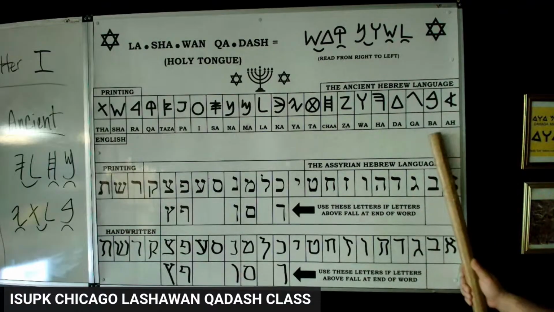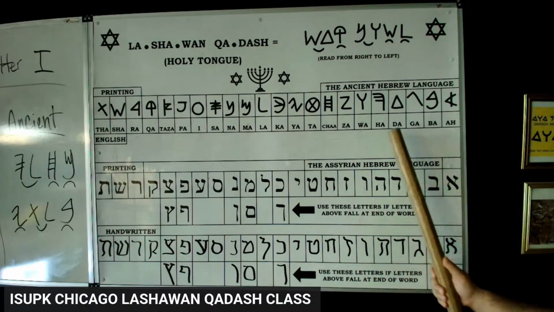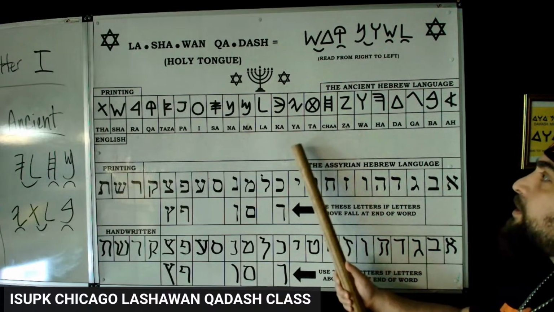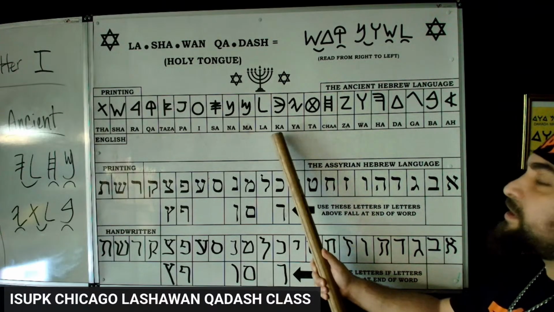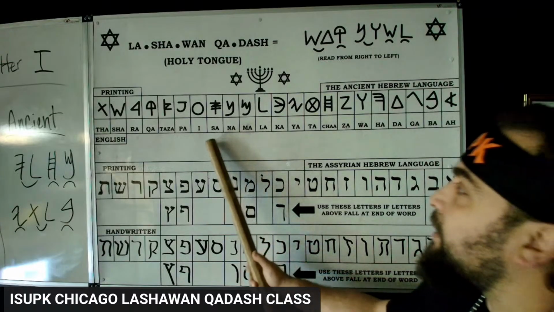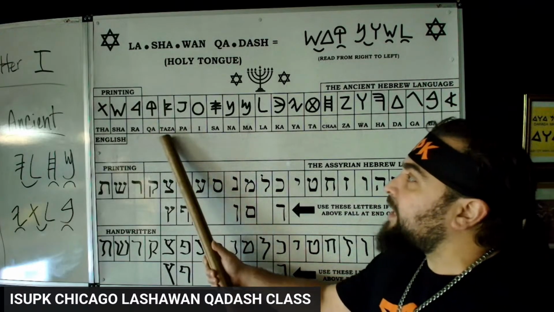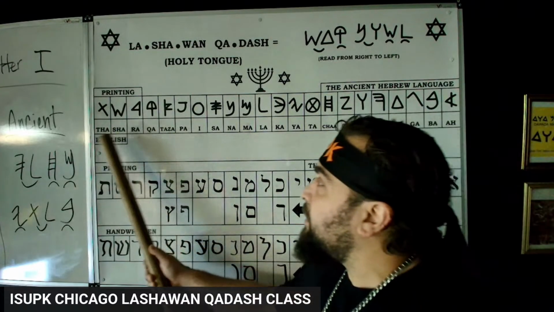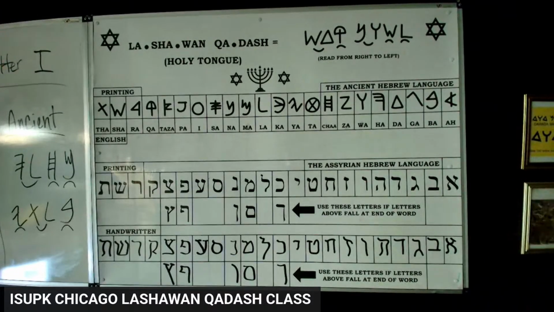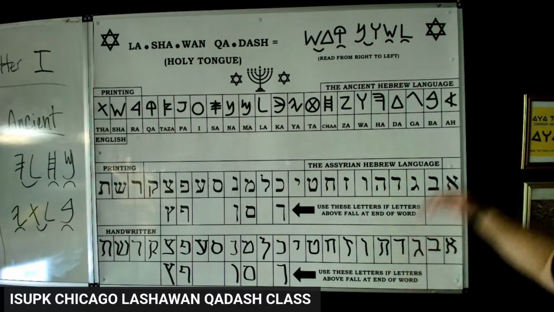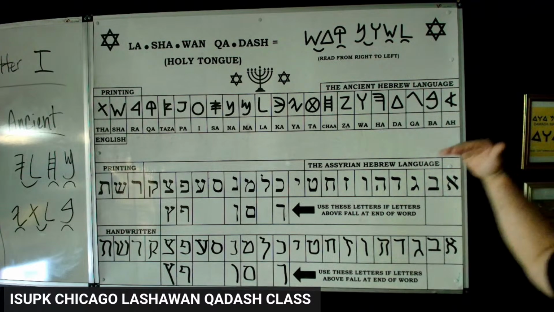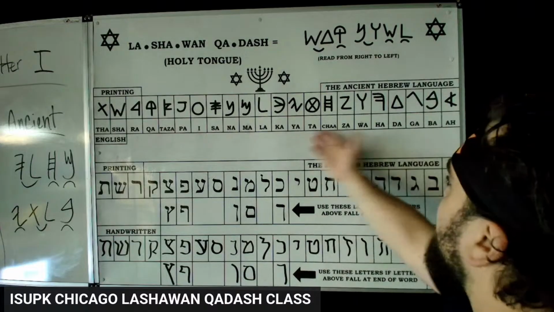A, Ba, Ga, Da, Ha, Wa, Za, Ka, Ta, Ya, Ka, La, Ma, Na, Sa, I, Pa, Taza, Kwa, Ra, Sha, and Tha. That's the correct pronunciation from right to left in the Hebrew alphabet. Definitely know how to write every letter from right to left exactly where it is.